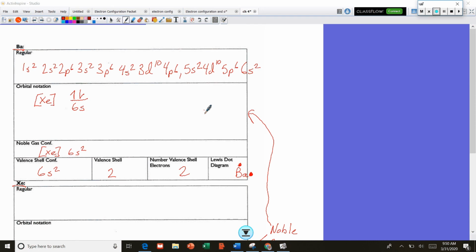All right, so these are the answers for barium. Again, this is what I meant by a condensed orbital notation, where we only showed the valence electrons for it. So we only showed the 6s2 on this one.